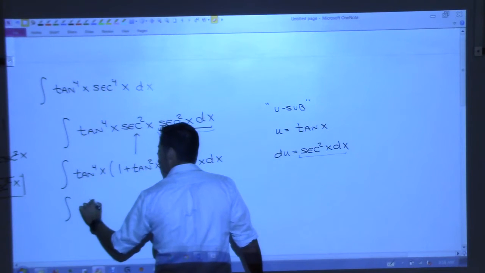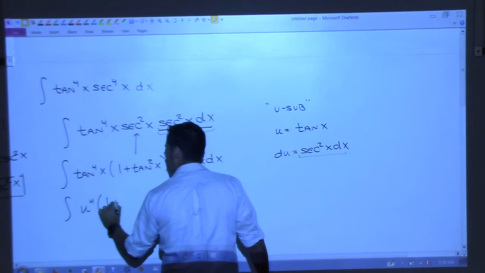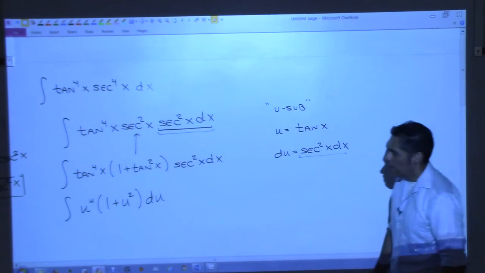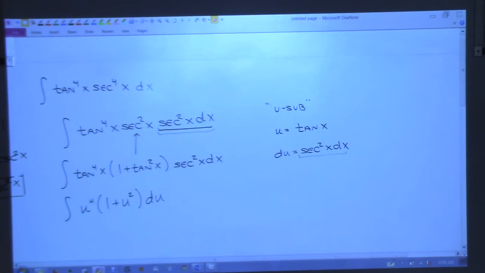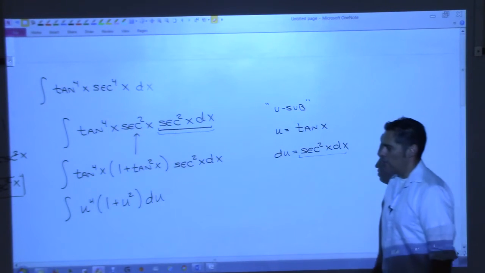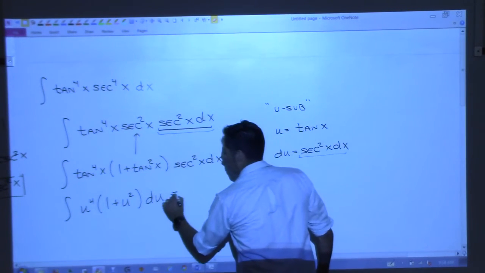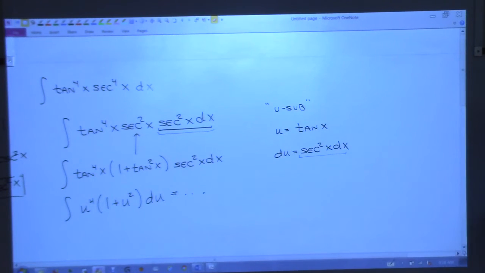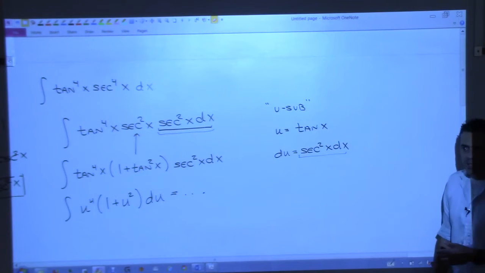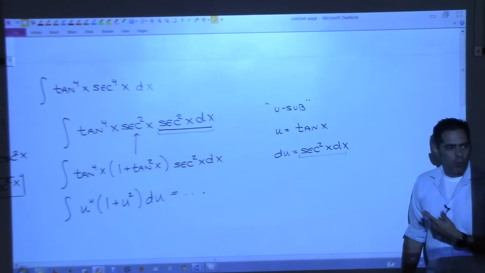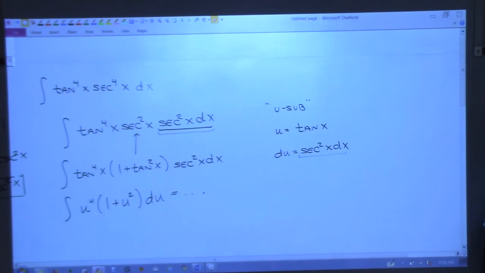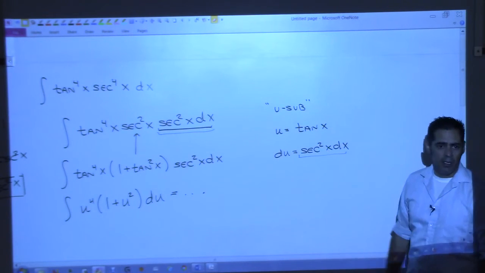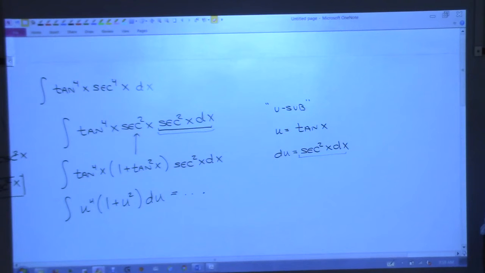We'll distribute. I'm going to go u to the fourth right now, and then 1 plus u squared. I'll distribute on the next step. Or I should say, you will distribute on the next step. At this point, you can take it because you're just going to go u to the fourth plus u to the sixth. The antiderivative of that is 1/5 u to the fifth plus 1/7 u to the seventh, and then replace u with tangent and add a plus c, and you're done.